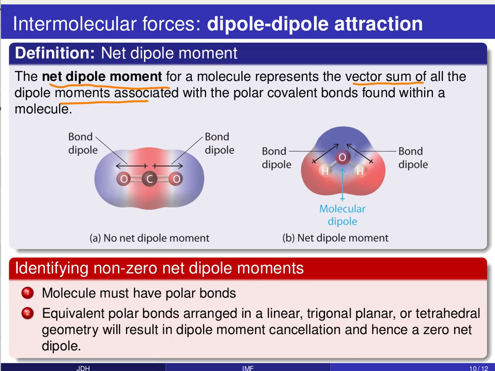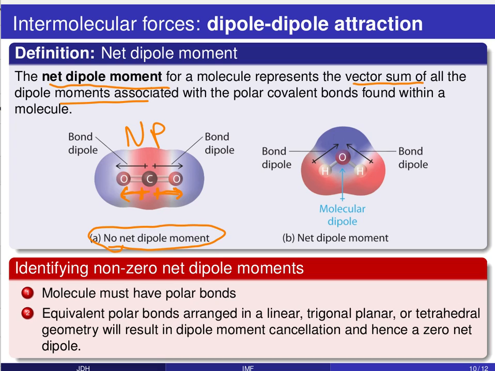So in other words, I could have, for example, CO2, which has a very prominent dipole moment associated with each one of those carbon-oxygen bonds. However, because these two dipole moments are oriented in opposite directions and pulling with equal magnitude, these dipole moments cancel each other out, and the result is a zero net dipole moment. So overall, you have a nonpolar molecule, right?